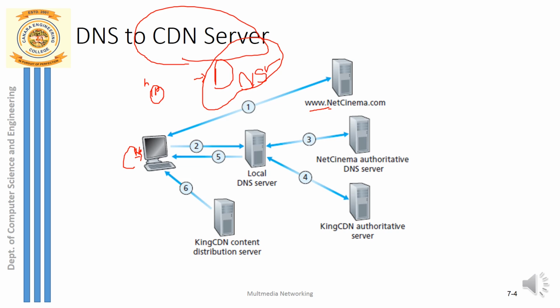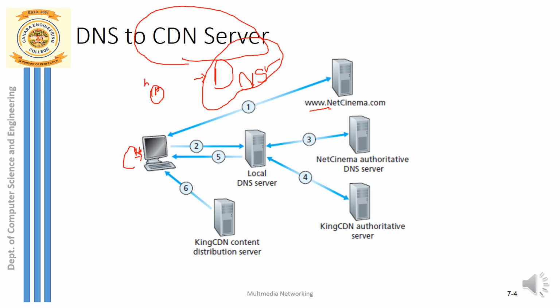So what is a CDN server? A CDN server is the one which contains the duplicate, the replica of the actual netcinema server. So our CDN server acts on behalf of the original netcinema server, and the contents our CDN server has are the same as the contents that our original server has. And here let's assume that the CDN for netcinema.com is called King CDN server.